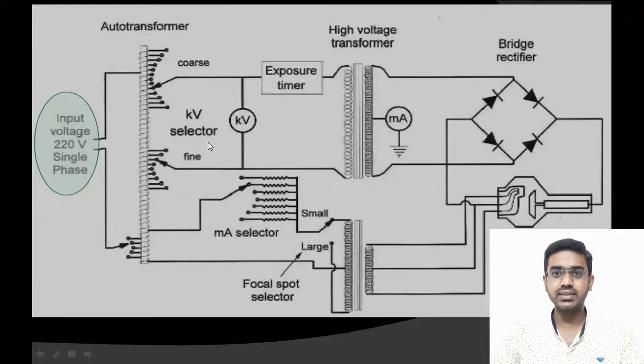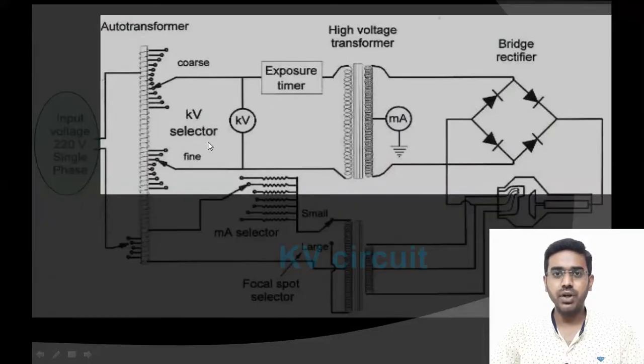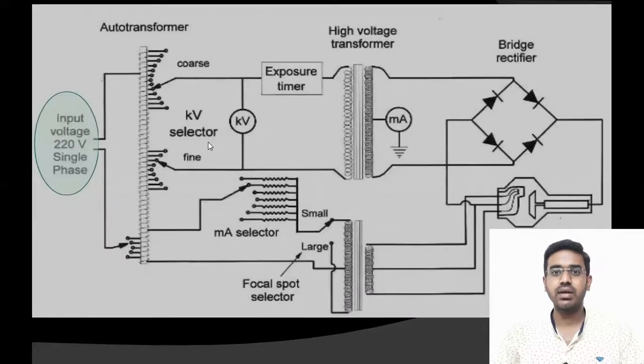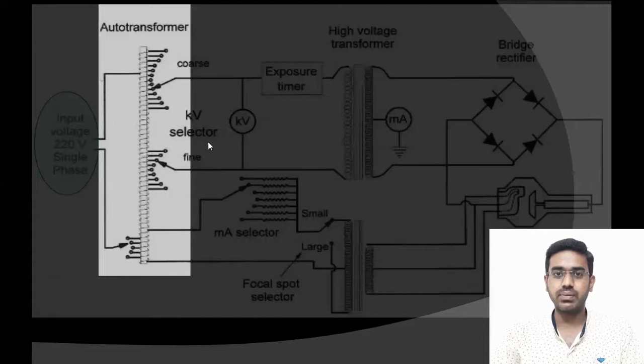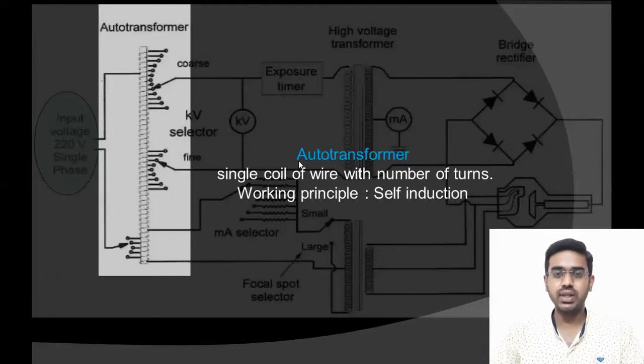Our second heading is KV circuit. Before going into the circuit details, let's see some of the main components that are used here. First, auto transformer. Unlike a traditional transformer which has two separate coils, an auto transformer has only one single winding of coils that acts as both primary and secondary side.